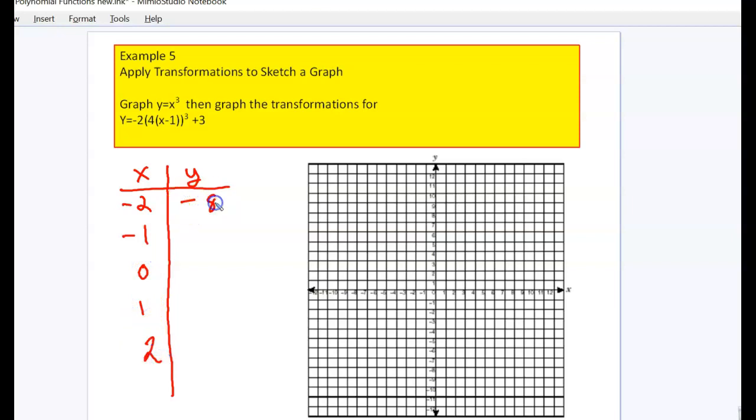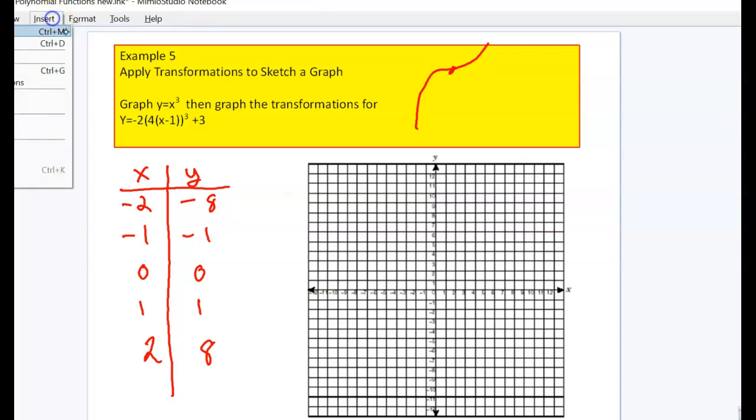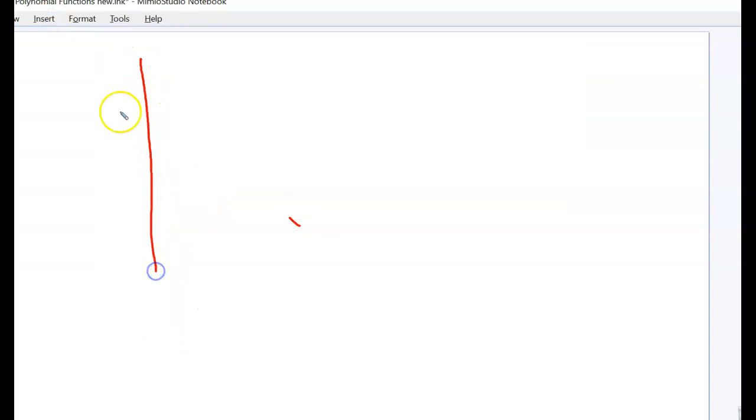Negative 2 cubed is negative 8. Negative 1 cubed is negative 1. 0 cubed is 0. 1 cubed is 1. 2 cubed is 8. And remember, our x cubed graph looks like that with a bump and squiggle at 0, 0. Okay? Now, I'm actually going to convert these over here to give myself more room.